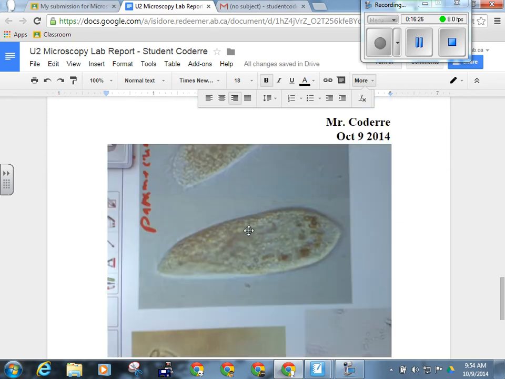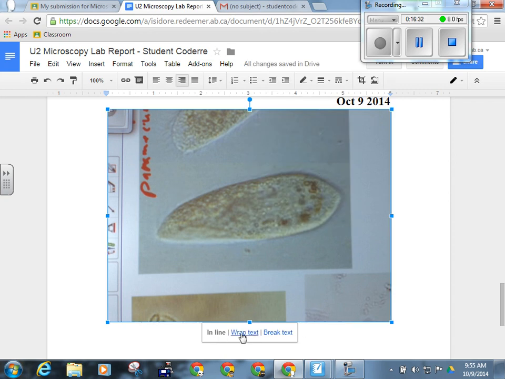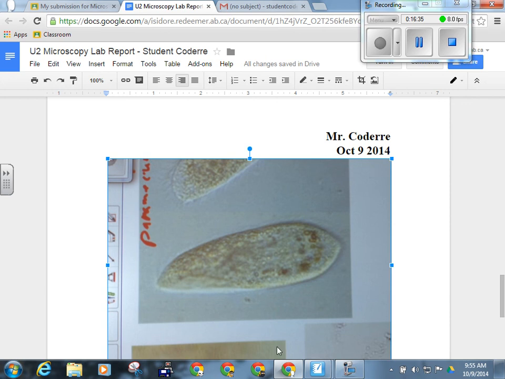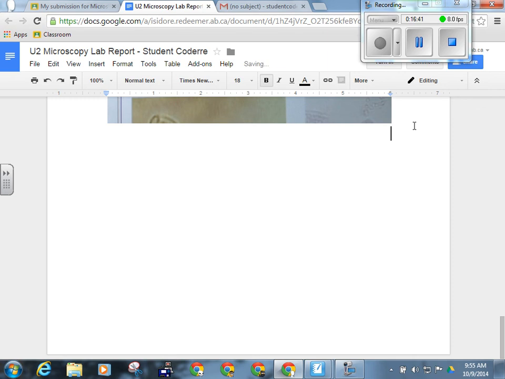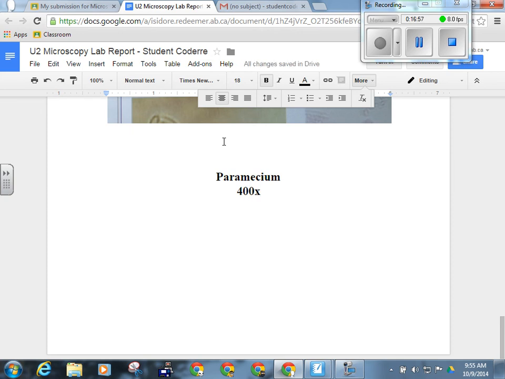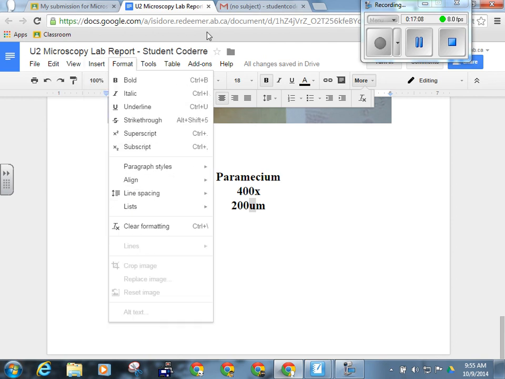Okay, so now my picture is in there, and for some reason it's rotated, but you can play around with the formatting and all that kind of stuff. Then below that, you'll put in your title and all that kind of fun stuff. Oh, come on, stop doing that. So we'll go back and now we'll center it because that's what we want now for the title and stuff. So we'll say paramecium, 400x, and it'll be, I don't know, 200 micrometers or something like that. And you can insert the symbol for it. I think they have it in here as well. But we'll do that later.